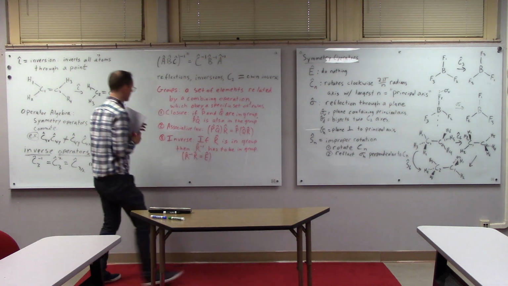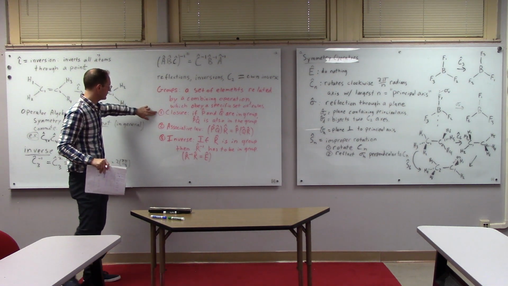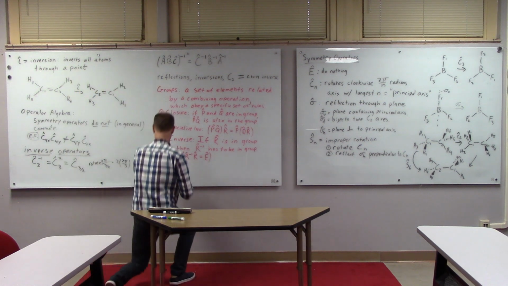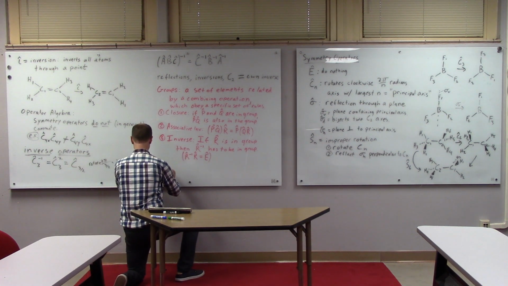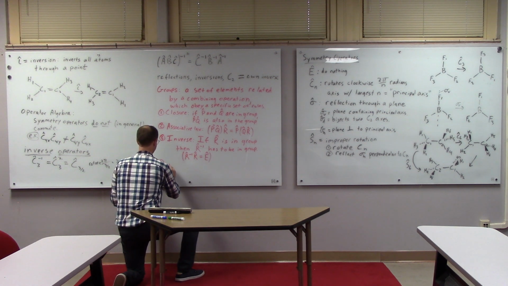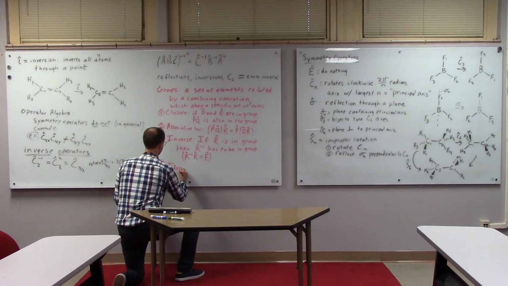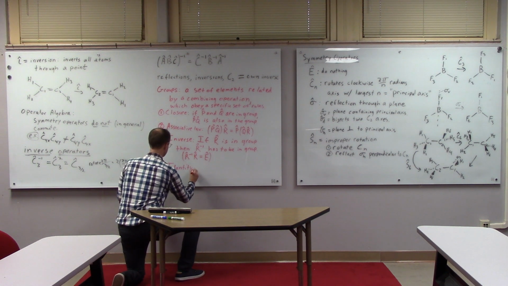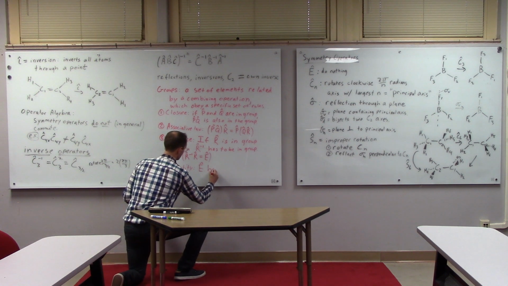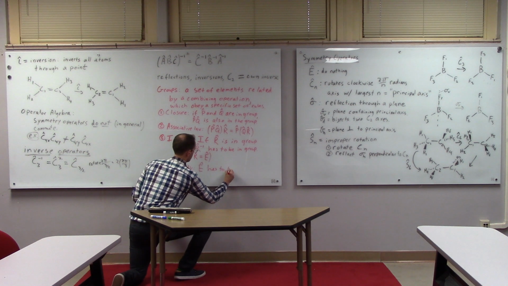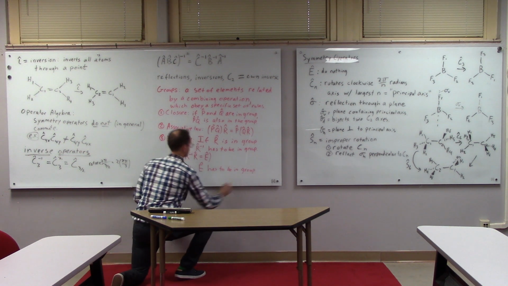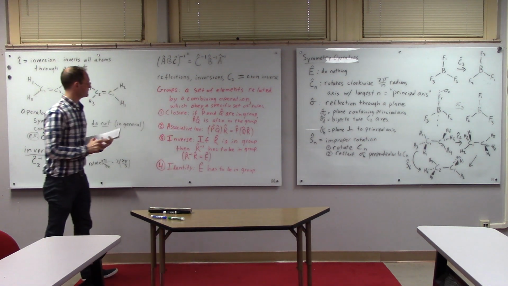Okay, and a corollary of rule number 1 and rule number 3 is that it's usually included as its own rule, because it's very important, and that is the identity rule, which says that the identity operator E has to be in the group. Okay?